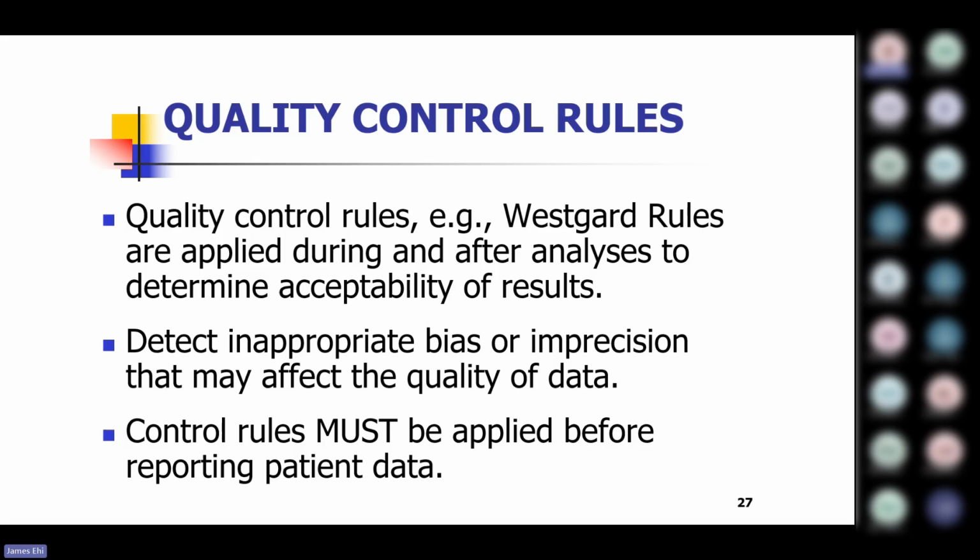There are rules that govern. Yes, you may have the strength, you may have the pace, but there are rules that need to be applied. You may have the quality control material, but if you don't understand the rules to apply, you will not know when to accept or reject patient results. The rules help you to detect inappropriate bias and imprecision that may affect the quality of results generated by your laboratory. Control rules must be applied before reporting any patient data. You cannot release any patient result from your lab that is not attached to a valid QC run.